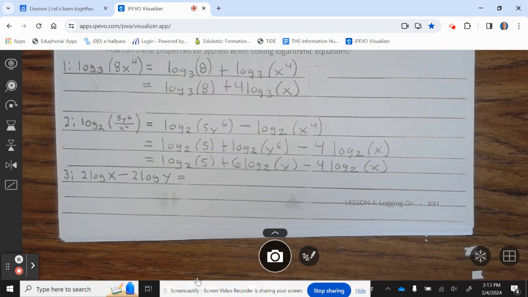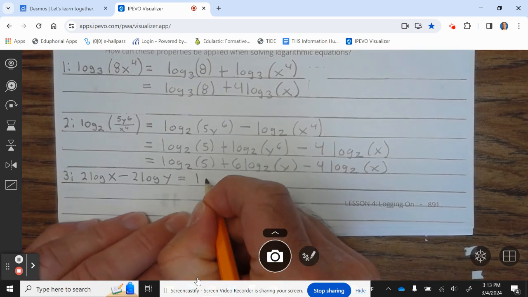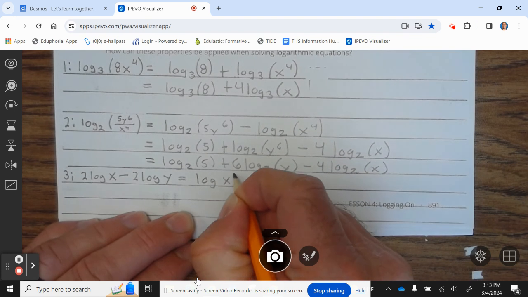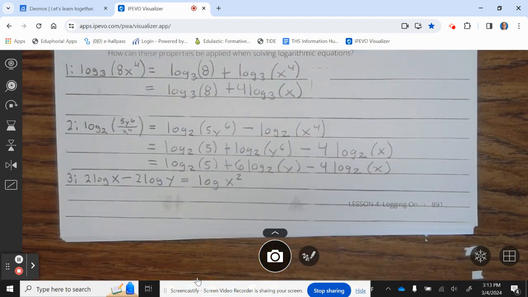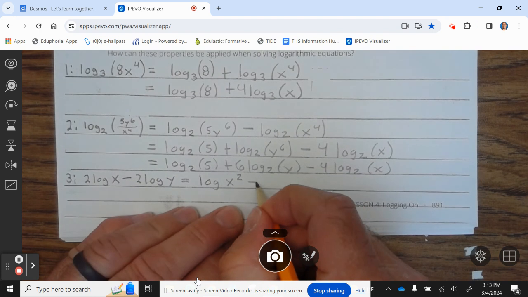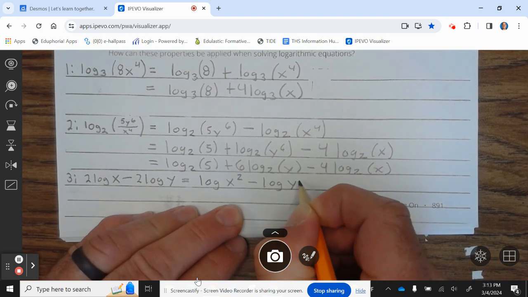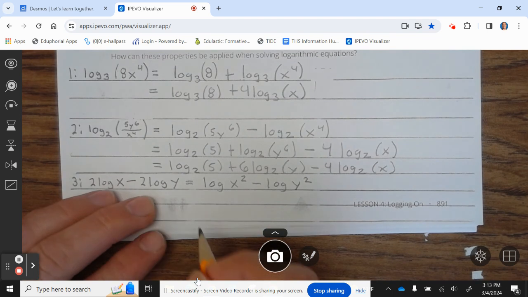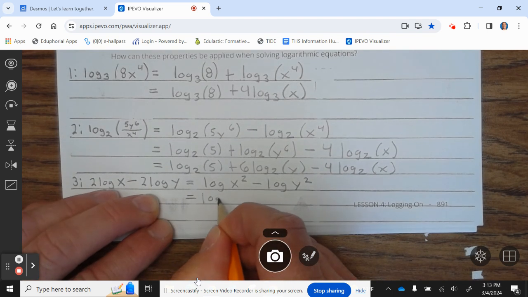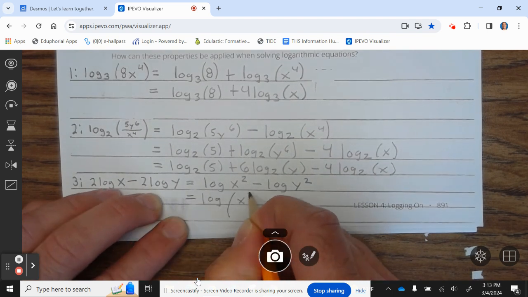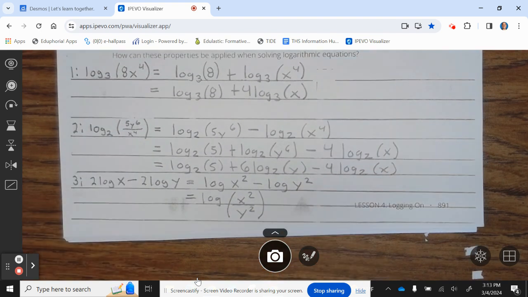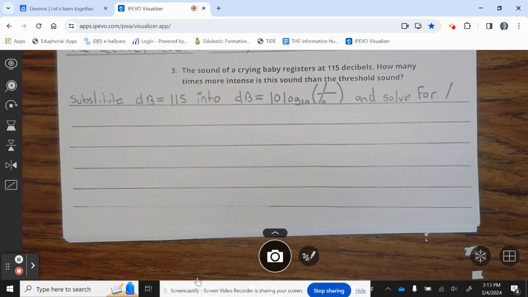Let's take a look at number 3. Number 3 can be written as log of x squared minus log of y squared, which can be written as log of x squared divided by y squared. All right, go ahead and finish up 1, 2, and 3 of the warm-up. Let's take a look at the next page.